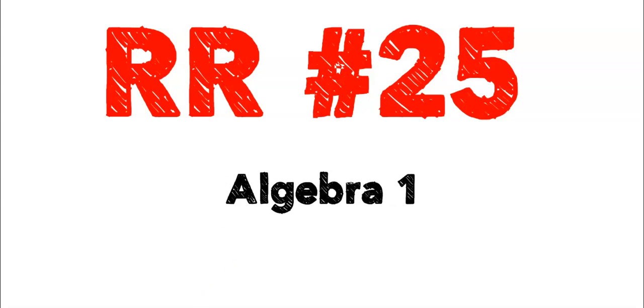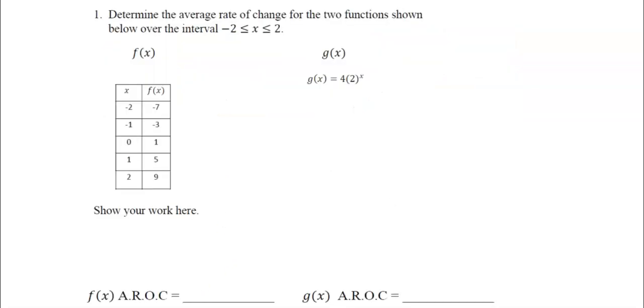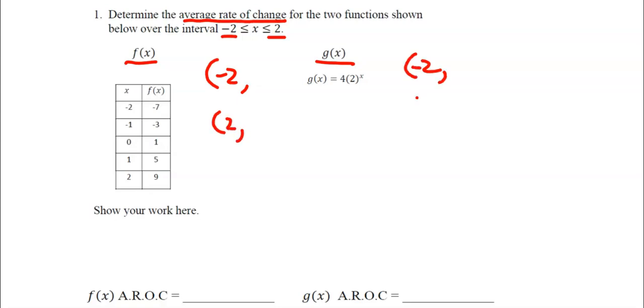Regents Review number 25. Question number 1 asks you to determine the average rate of change for the two functions shown below, but they only want you to find it between the following 2 points. Now they don't tell you the actual points, they only tell you the x values of the actual points. So for each function, you have to determine the y values for these points before you can use the rate of change formula.